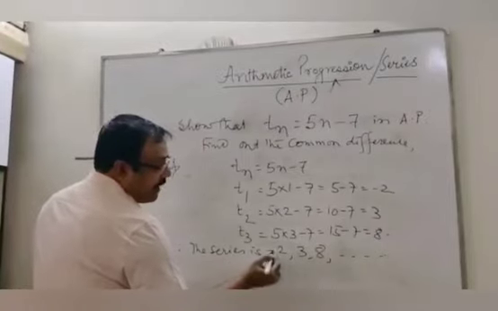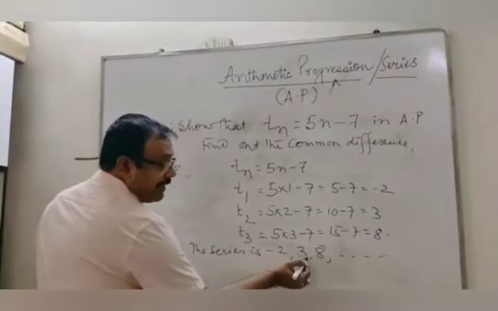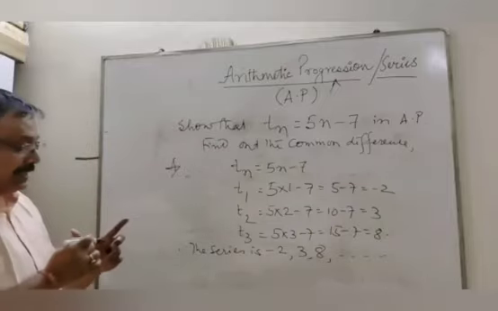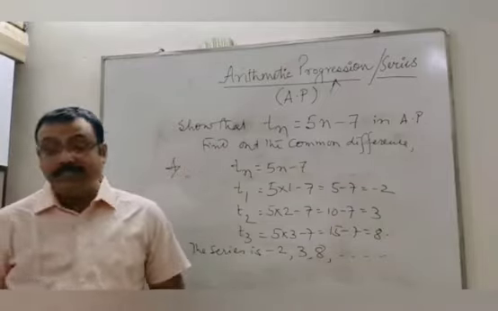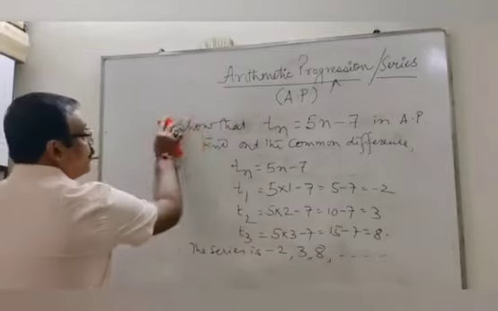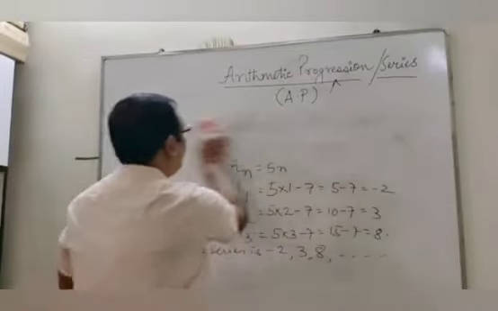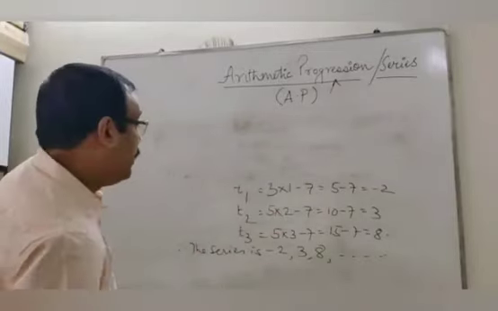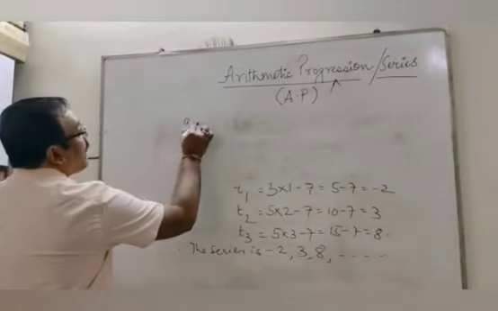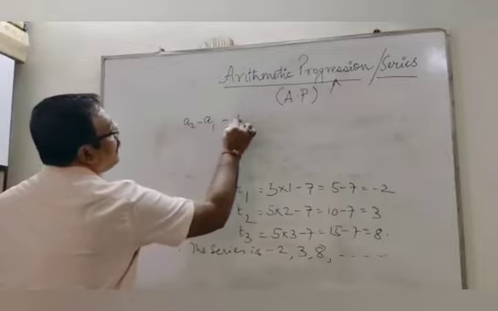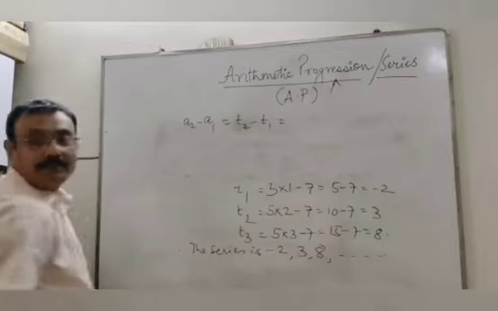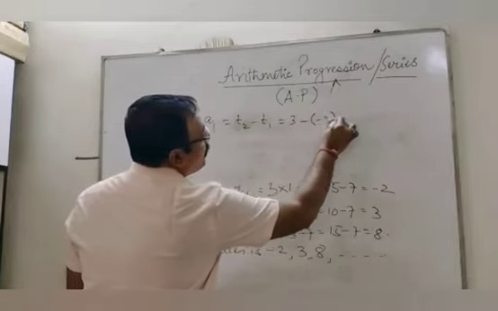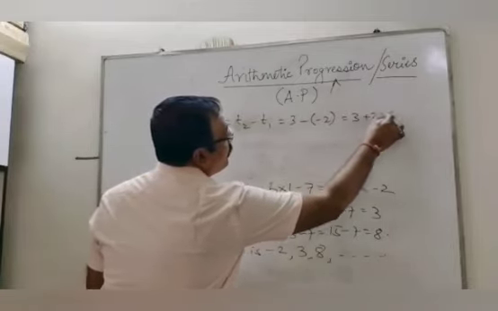So the series is -2, 3, 8 and so on. Now, whether this is an AP series or not, that we'll find out. To find out this, we know we have already done the techniques. We know the difference between the second term and the first term, that is T2 minus T1, that is what you can do. Same thing. So my T2 is 3. So 3 minus -2. So this will be 3 plus 2 is equal to 5.